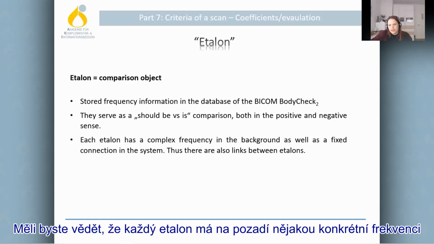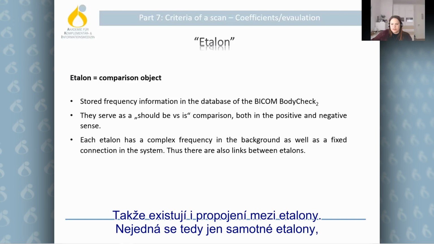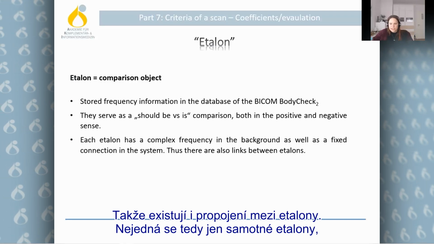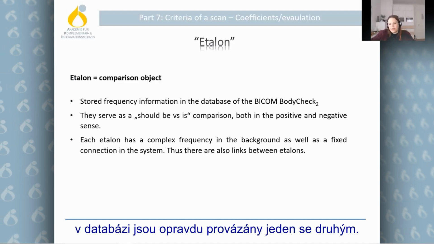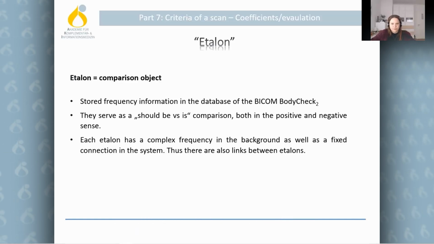What you have to know is that each echelon has a complex frequency in the background, as well as a fixed connection in the system. Thus, there are also links between echelons. So they're not only single echelons in the database, they are really connected to each other. All this background calculation is a combination of all echelons we have in the system.